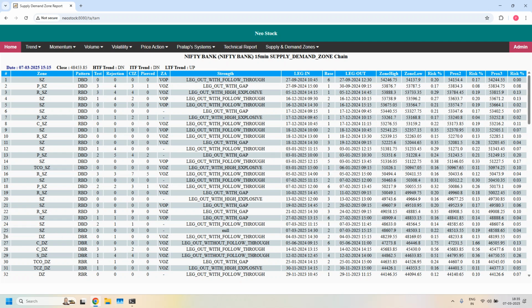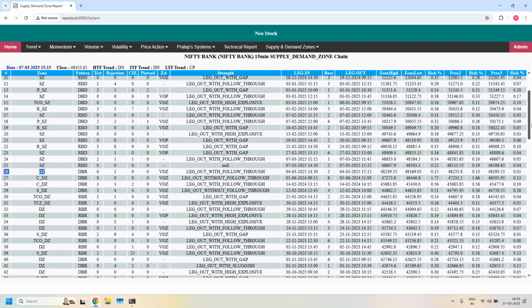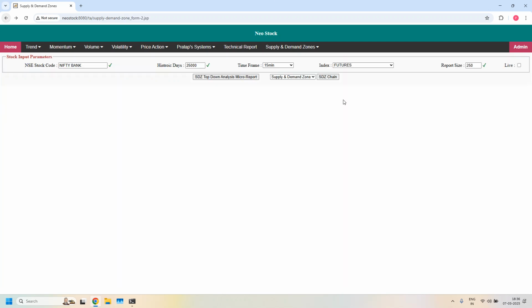And this 26th is the nearest demand zone to the current closing price. So let me put it in the center. Okay, next, 5 minutes supply demand zone chain for Bank Nifty.